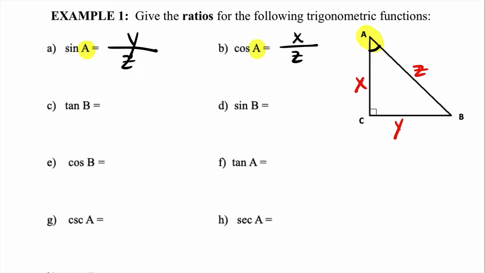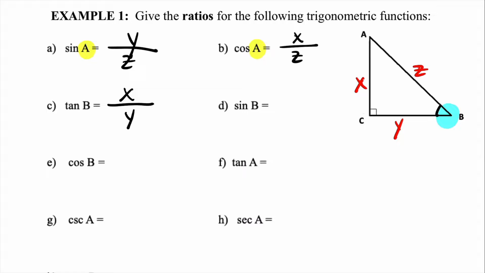Tangent still. Now I'm moving over to B. B's down here. So now tangent is opposite over adjacent. So what side is opposite of B? X. X on top over adjacent. Which side is adjacent to B? Y. Yep, not Z, because it's got a different name. That's the hypotenuse.